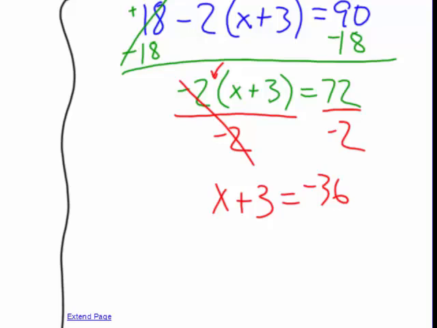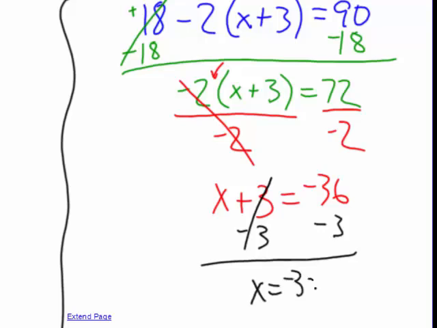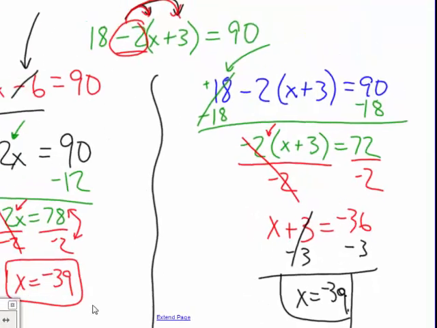And then, what's the inverse of plus 3? Well, minus 3. Whatever you do to one side, do to the other. And so x would equal negative 39. So I get the same answer. I just went about it two different ways. Okay? So sometimes there are multiple ways to do these.